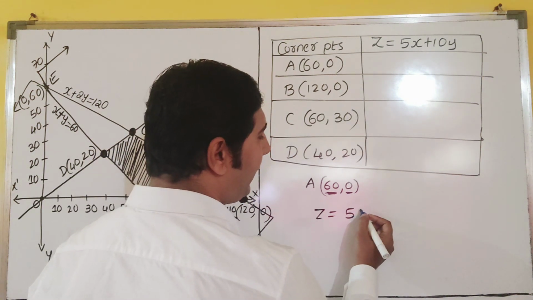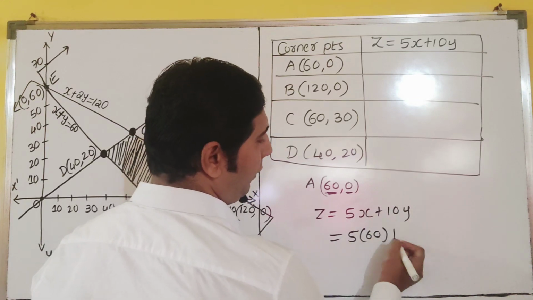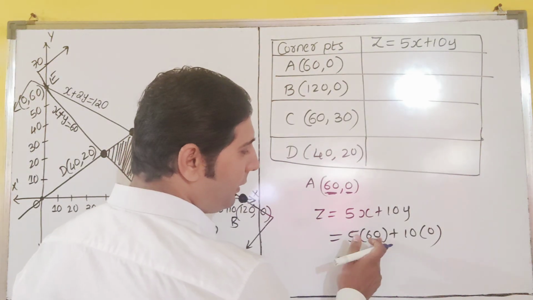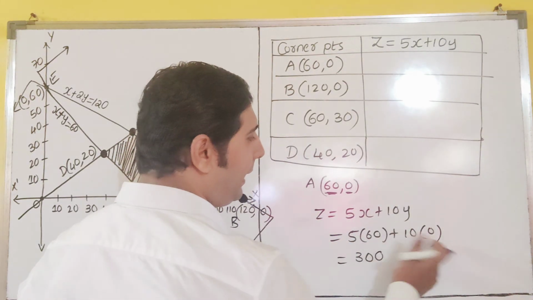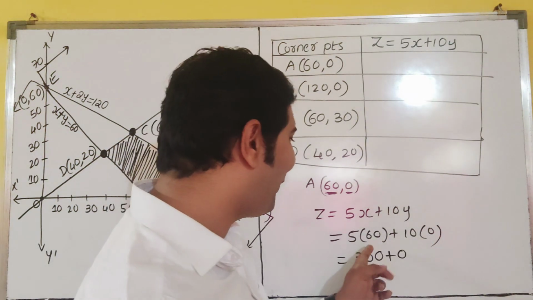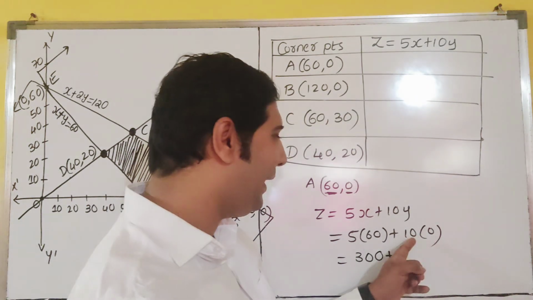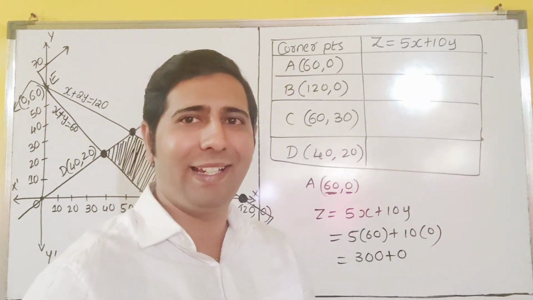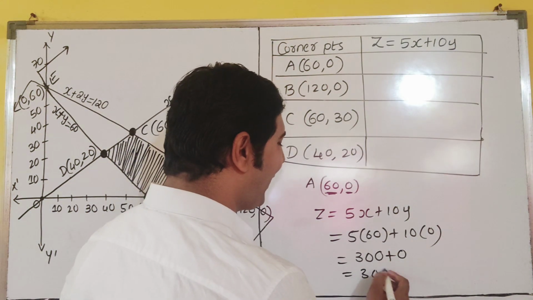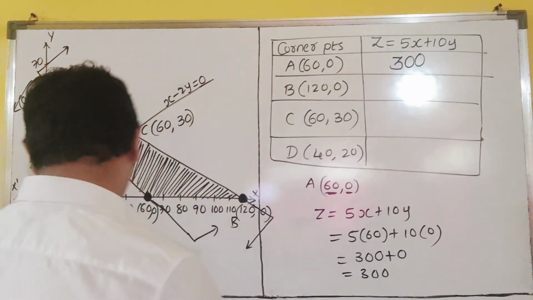Those who are not getting, I will say you, 5x plus 10y is there. X is how much? 60. Y is how much? 0. 5 6 30. 0 and one more 0, write 0. 10 into 0 is 0. Don't write 100. 10 into 0 is 0. So 300 plus 0 is 300, dear students. We got 300. I hope you are understanding what I am doing.